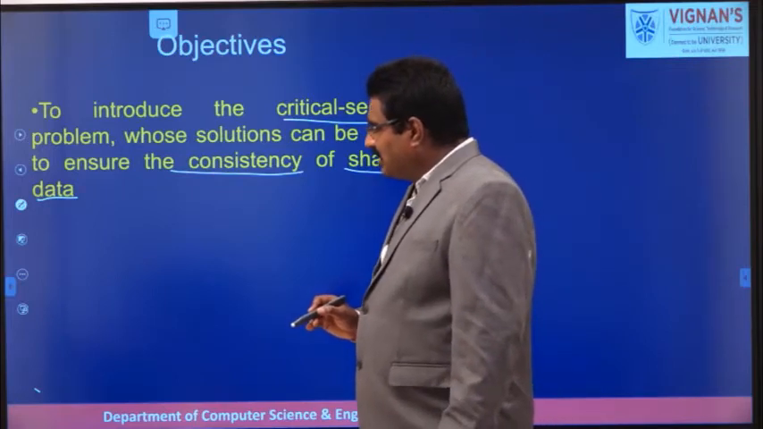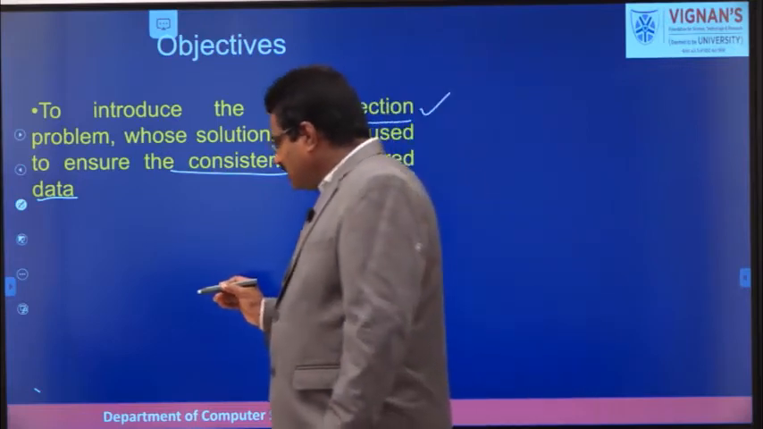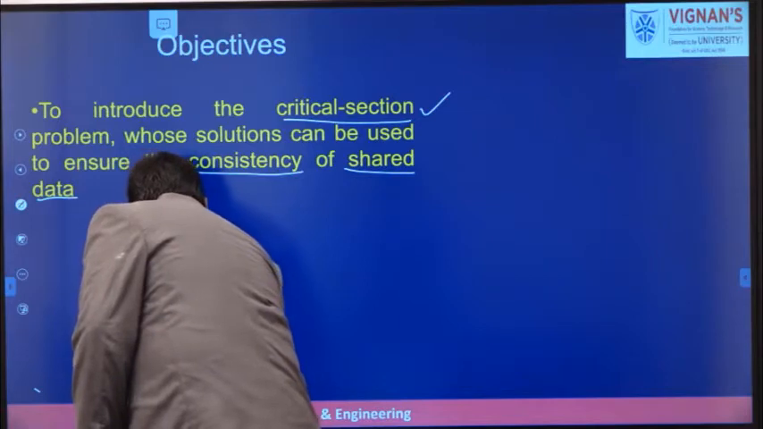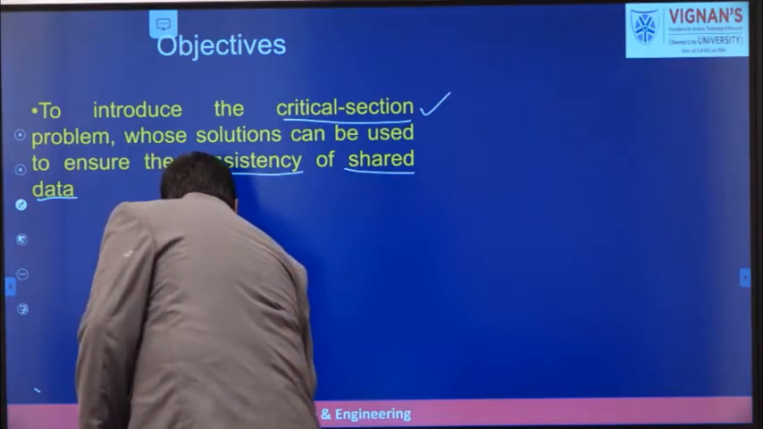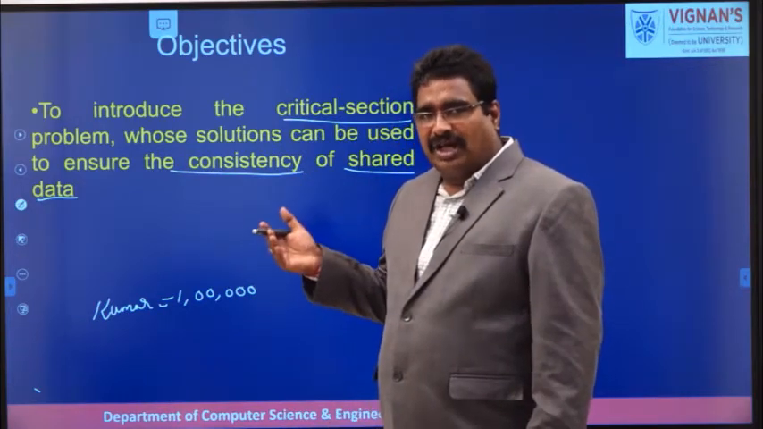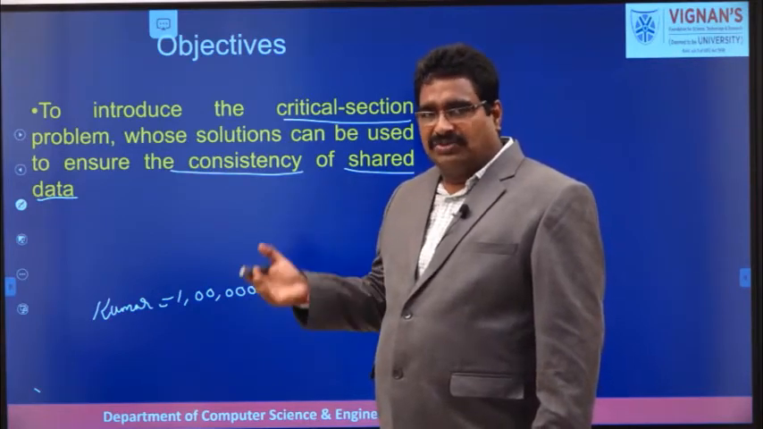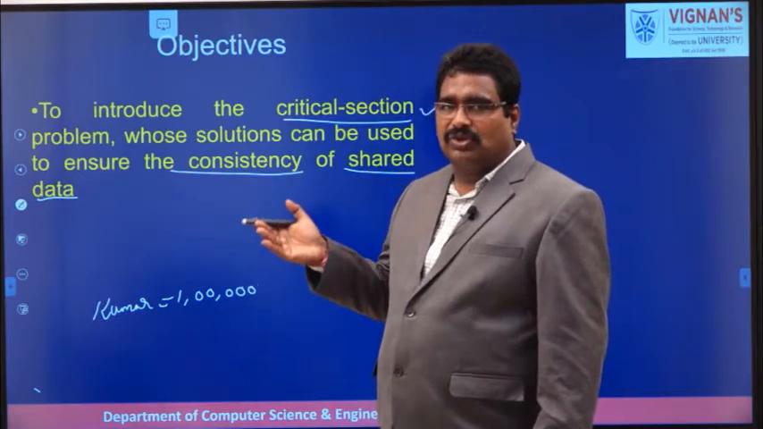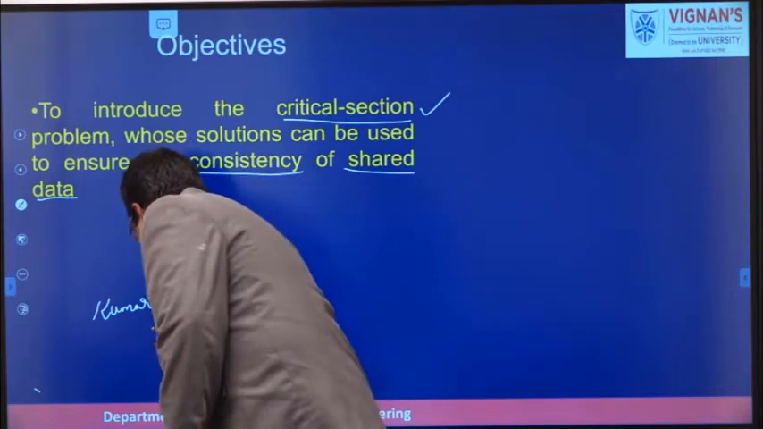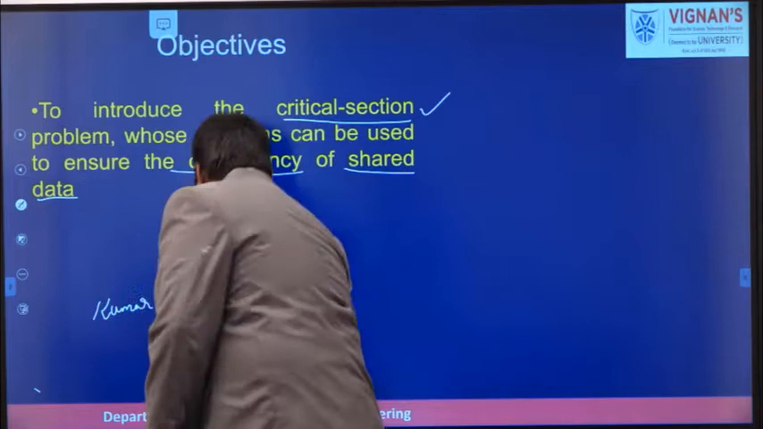We assume there are two processes. Suppose Mr. Kumar has a bank account with a balance of 1 lakh rupees. Kumar wants to purchase an online product costing 50,000 rupees, and he wants to transfer 50,000 rupees from his account to the merchant account through an online transaction.